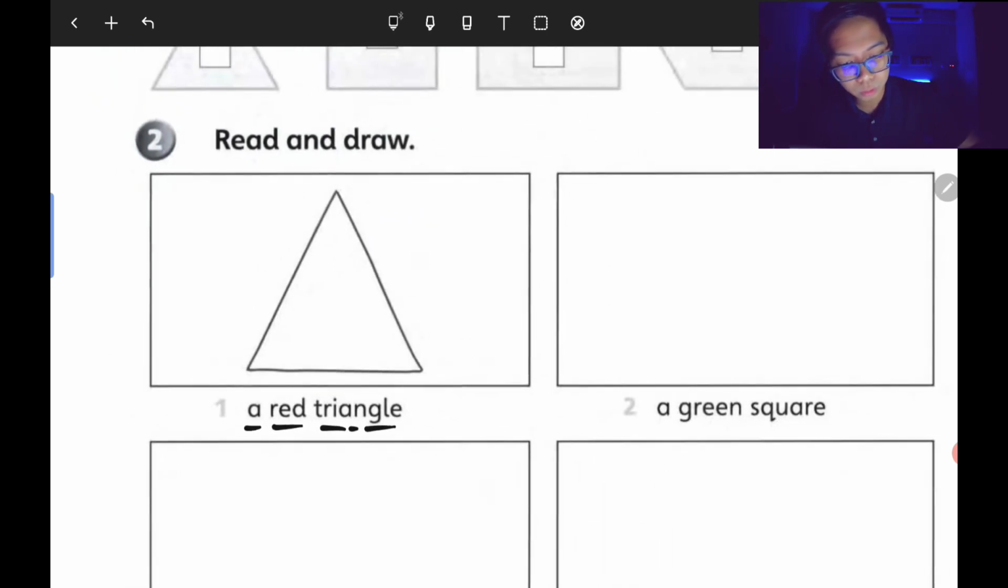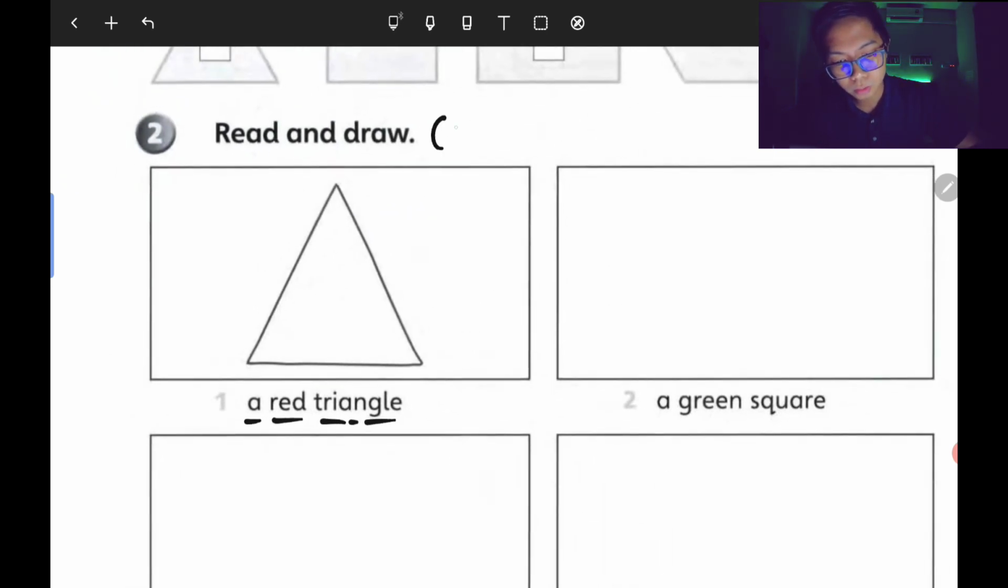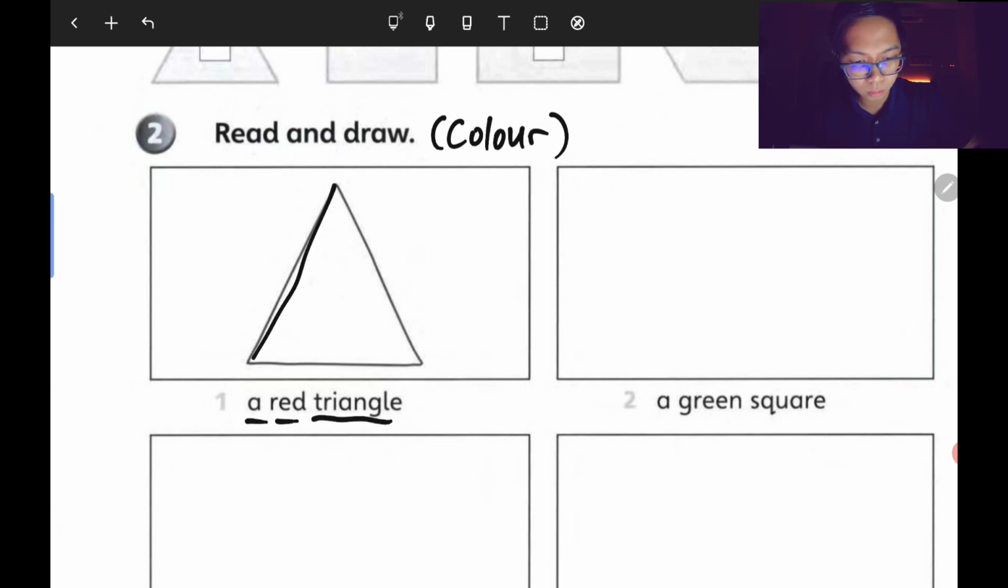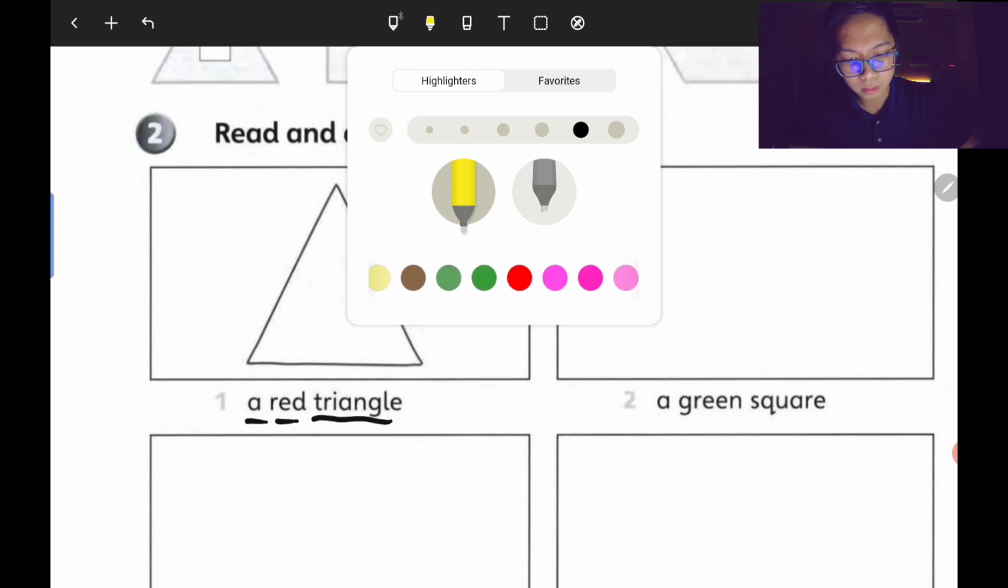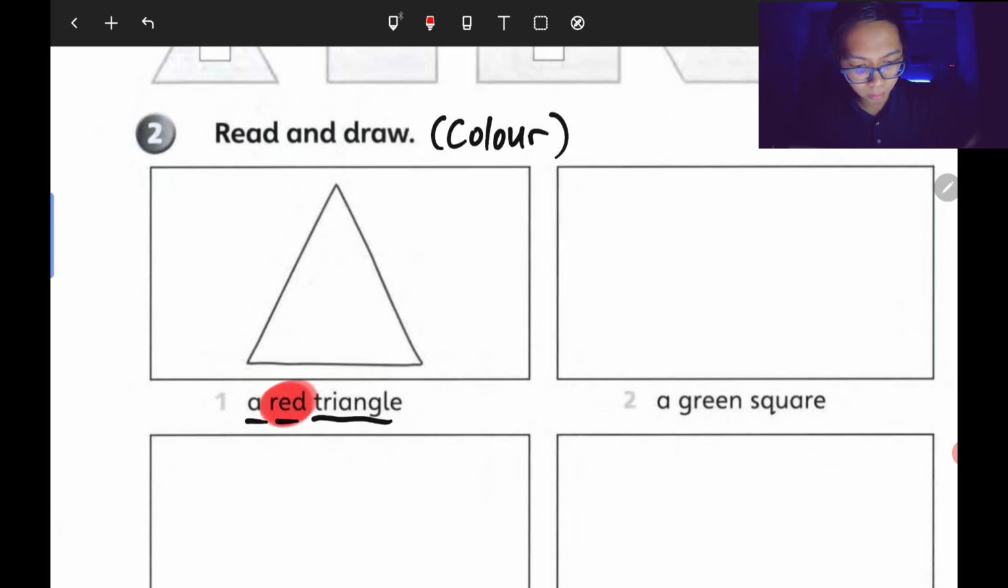For this one, I think you need to prepare your color pencil. So you need to color as well. Kena warna. Okay, a red triangle. Okay, triangle sudah lukis segitiga. So you need to color it red. Okay, warna merah. So take out your color pencil and color it red. But mine is not that beautiful, and please color yours beautifully.